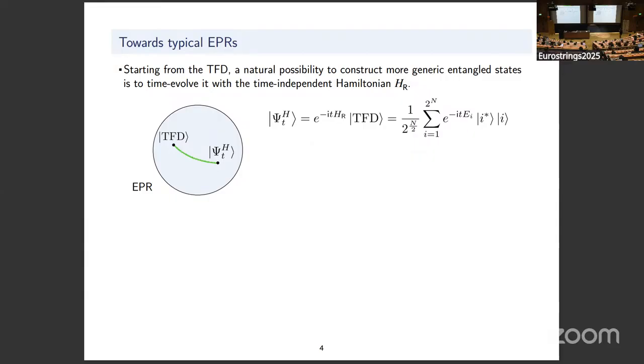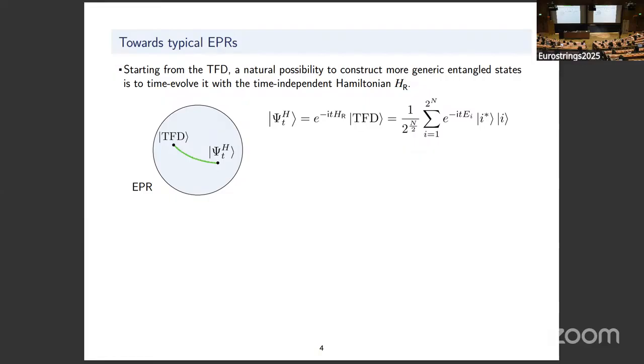So the basis which diagonalizes the wave function is essentially the energy eigenbasis of the Hamiltonian. And now it will acquire a bunch of phases. So this will make it more generic. And these phases will essentially be characterized by the energy eigenvalues.